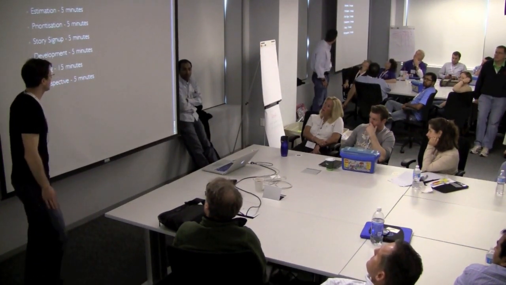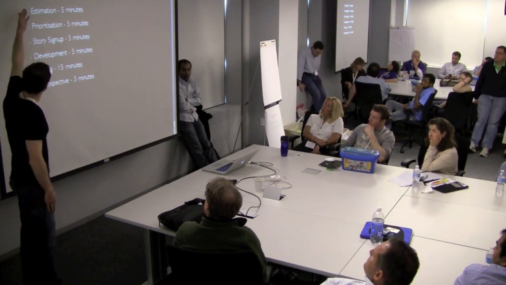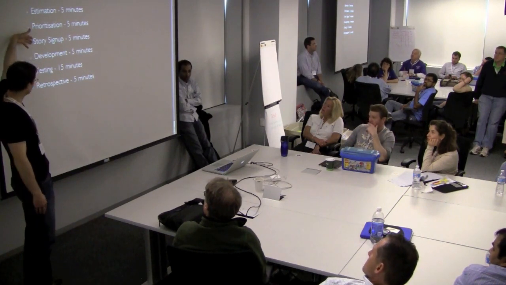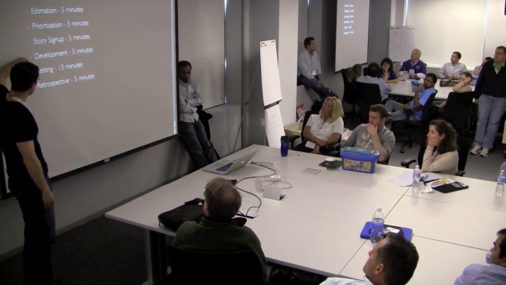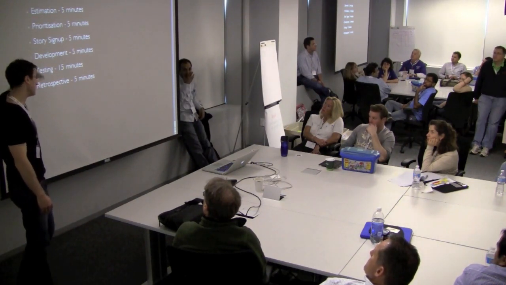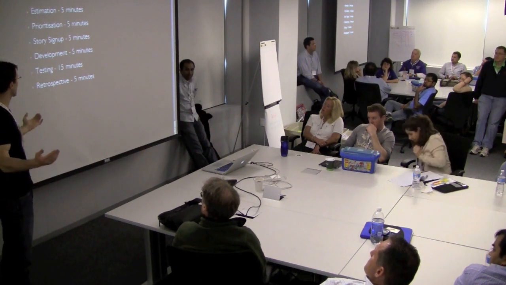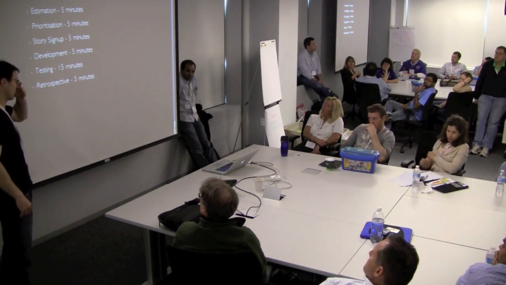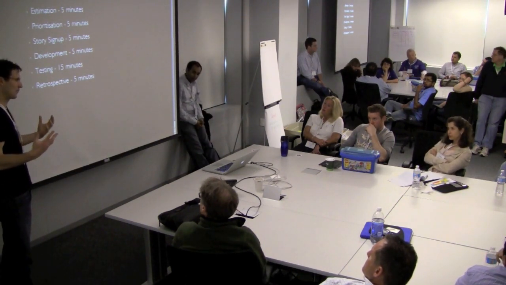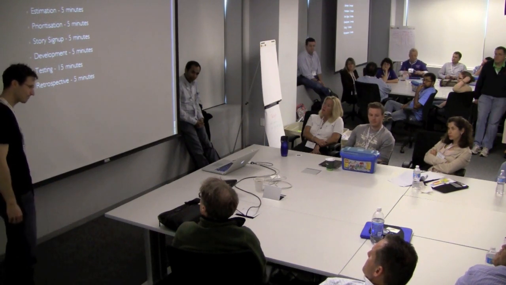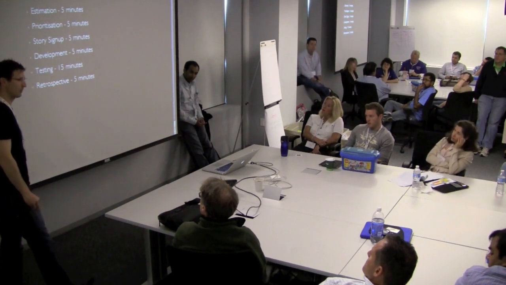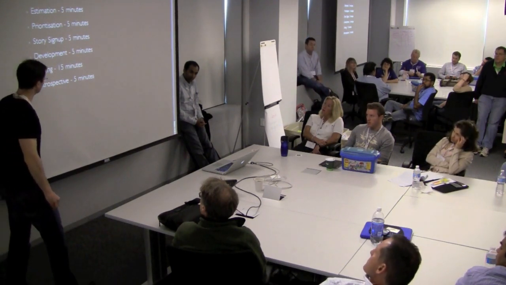So we're going to have a format. We're going to have 5 minutes for estimation, 5 minutes for prioritization, 5 minutes to sign up for stories, 5 minutes for development. We're going to have a 15-minute testing session and a 5-minute retrospective. The testing session is a collaborative testing session. Rather than going to each group individually, I'm going to have people talking about the product that they've built, and we'll score the stories that they completed.